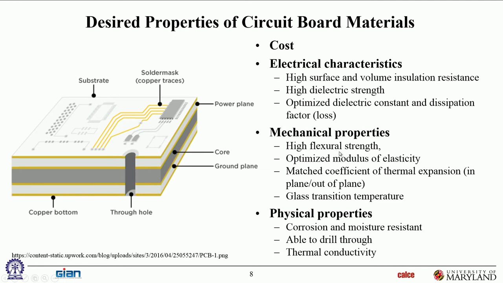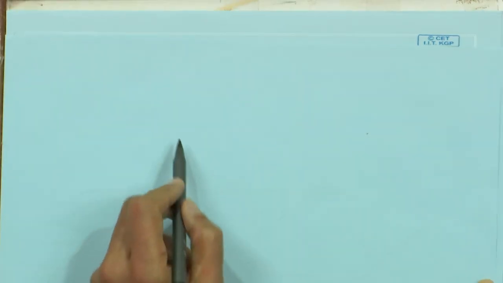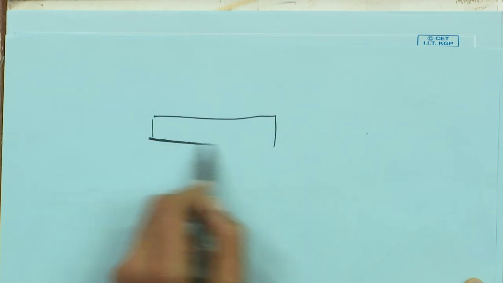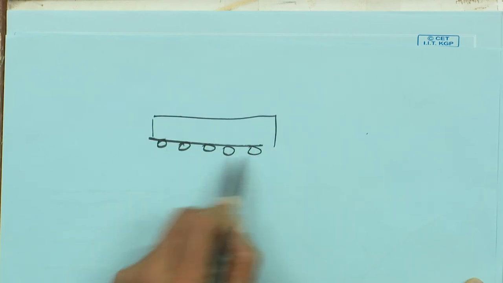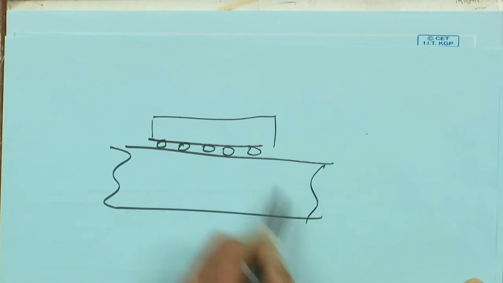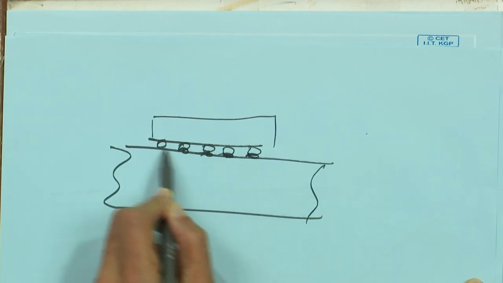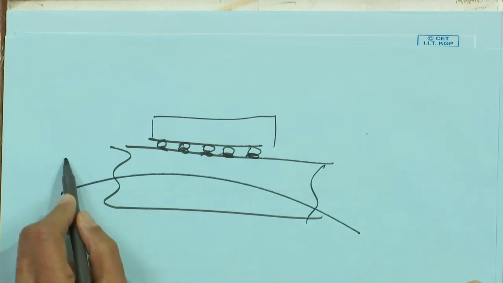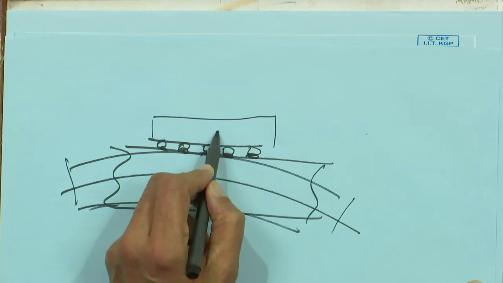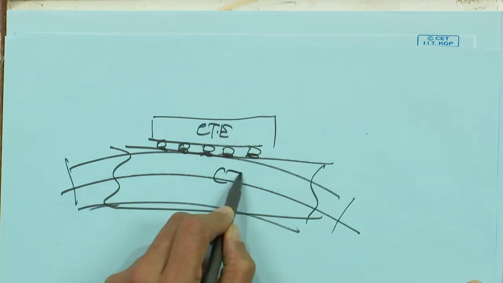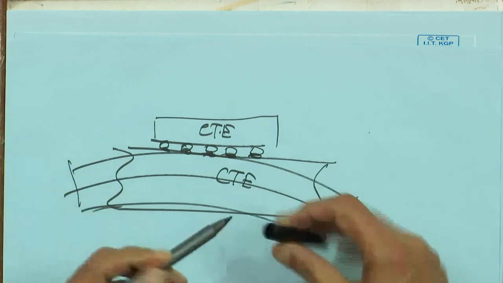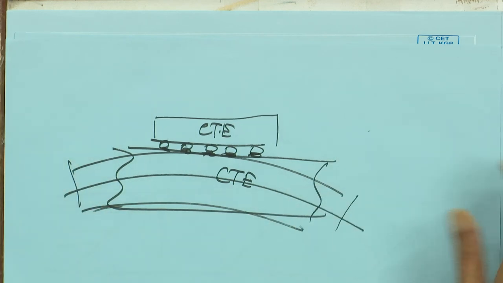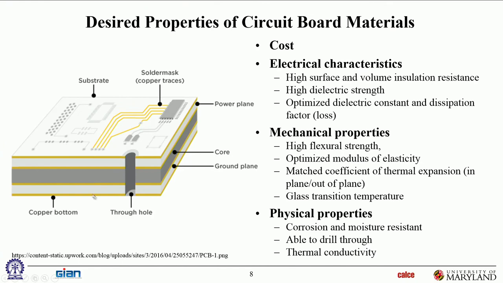Also, we talked about this yesterday in level one packaging, same thing happens in level two. If I have large components that are stiff, large components that are soldered onto circuit cards and they are asymmetric, then they may actually warp the entire circuit card, depending on the CTE of this component and the CTE of the circuit card. So depending on your application, you have to make sure your circuit card has sufficient flexural rigidity and flexural strength.